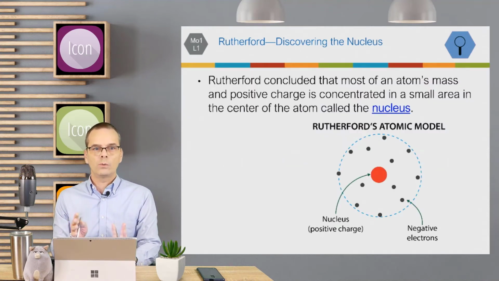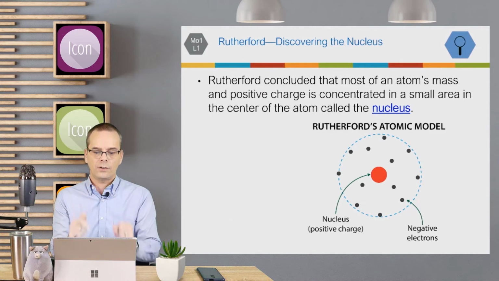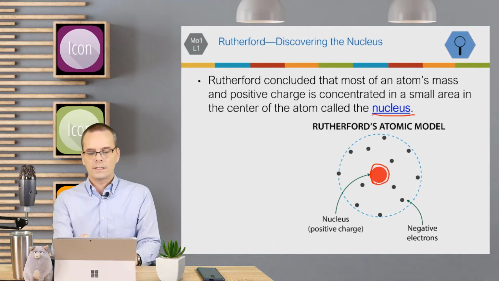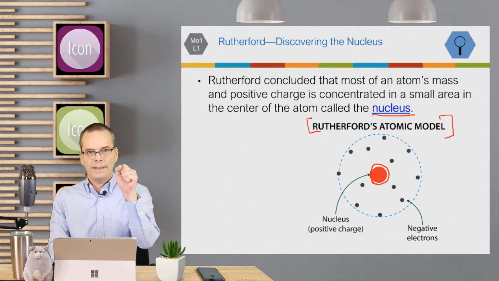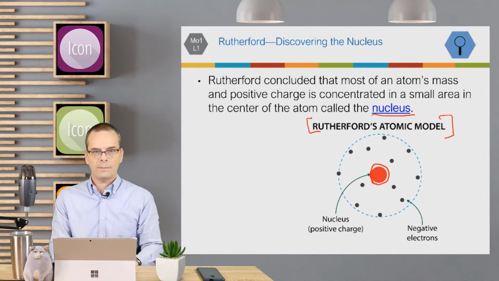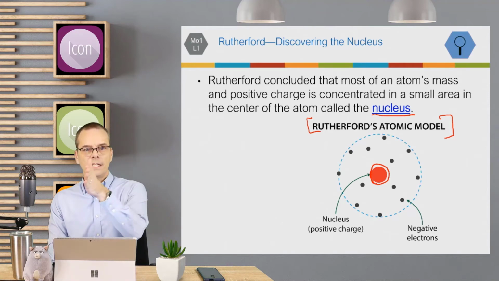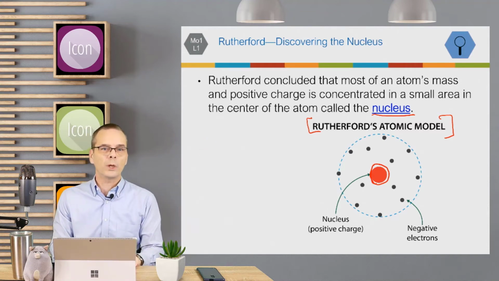So Rutherford concluded that most of the atom's mass and positive charge were centered right in the middle of the atom, in the nucleus. So this is Rutherford's atomic model. He said, well, wait a minute, most of the atom's mass is positively charged and it's right in the center of the atom. It's called a nucleus, and it sits right there. So he updated the model from Thompson's plum pudding model.